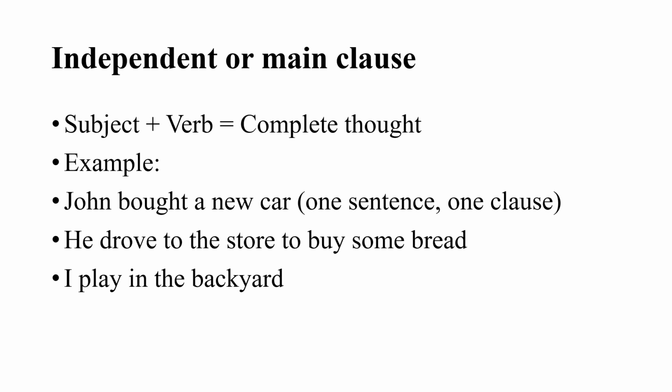Why is this an independent clause? Because it is conveying a complete meaning or understanding. If it would not, it means that we need another clause to complete the meaning of this clause. I play in the backyard. In this example, again, we have one main clause.